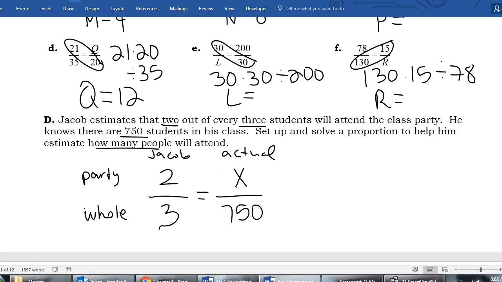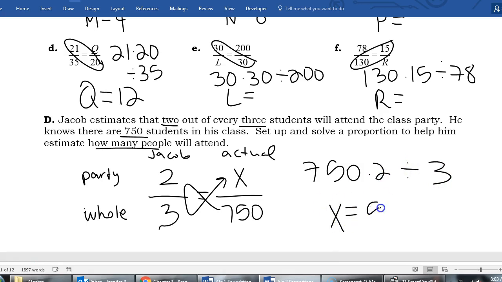With my labels there, it's a little easier to set up by numbers, and now that it's set up, I would solve it exactly the same as above. Cross multiply, divide to get me to my answer of x. 750 times 2, and then that answer divided by 3 would be 1,500 divided by 3. So we think that about 500 people are going to this party.